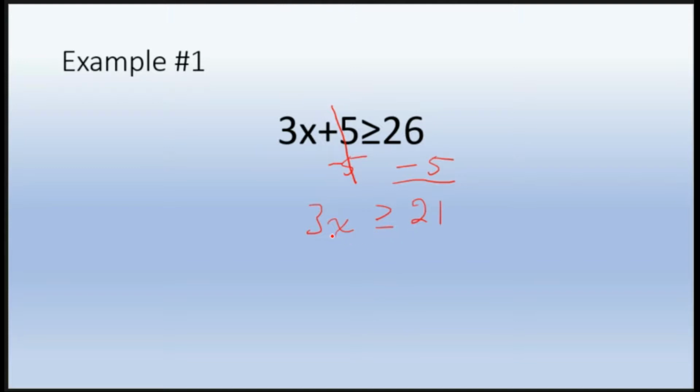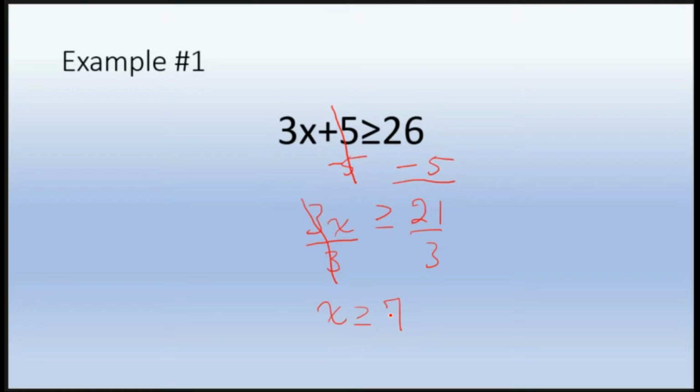I need to use division because we were doing multiplication here, and I'm going to divide the 3 away so that I undo the multiplication. I'm going to make sure I do that to both sides. So 3 divided by 3 is 1, and then 1 times x is just x, so we're going to have x is greater than or equal to 21 divided by 3, which is 7. So we're left with x is greater than or equal to 7.